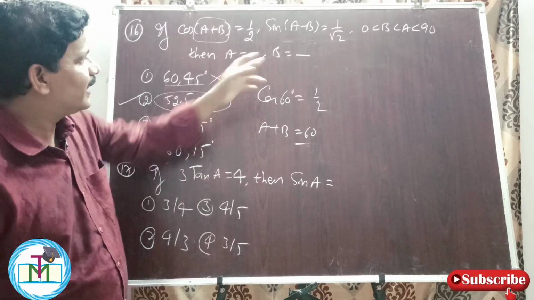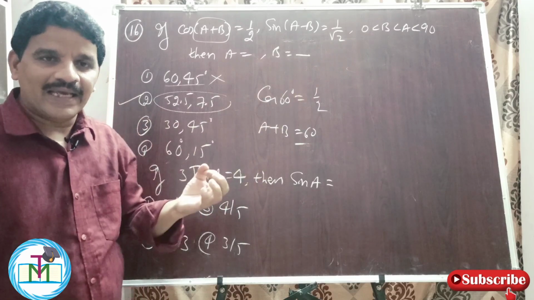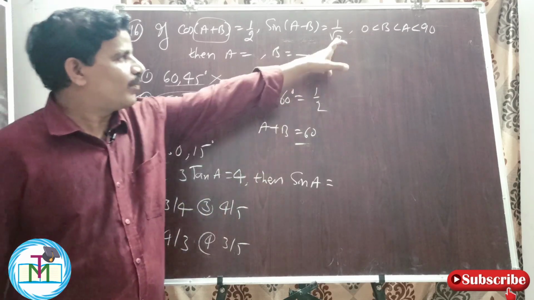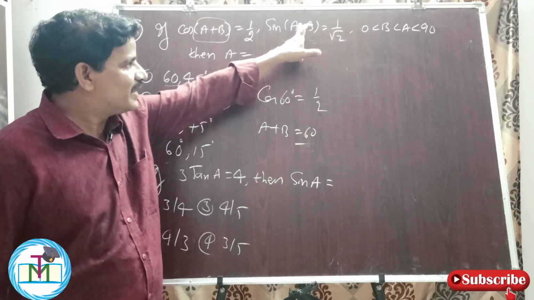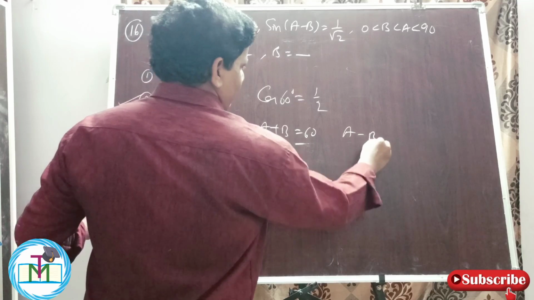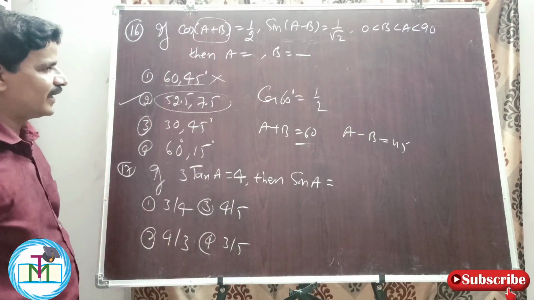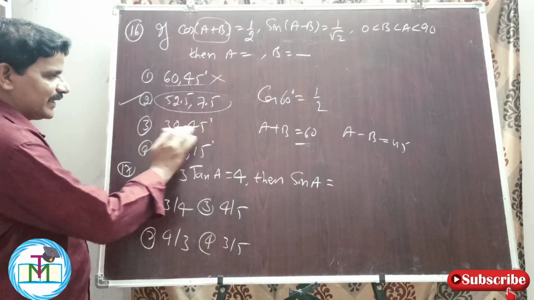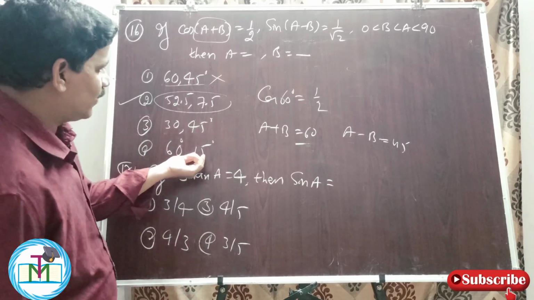Right answer. Similarly, sin a minus b is equal to 1 by root 2. What is the angle of sin to get 1 by root 2? Sin 45. Sin 45 is 1 by root 2. Means a minus b is equal to 45 degrees. See here, 60 minus 45 we are getting 15. 30 minus 45 is minus 15. 60 minus 15, here also you are getting what?